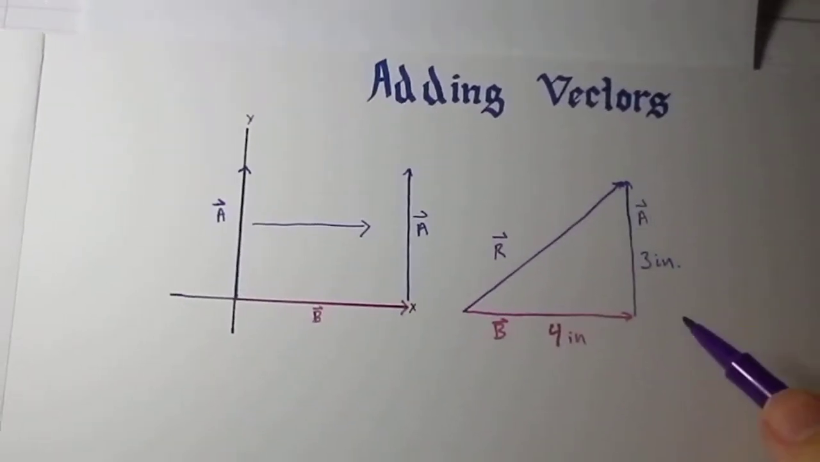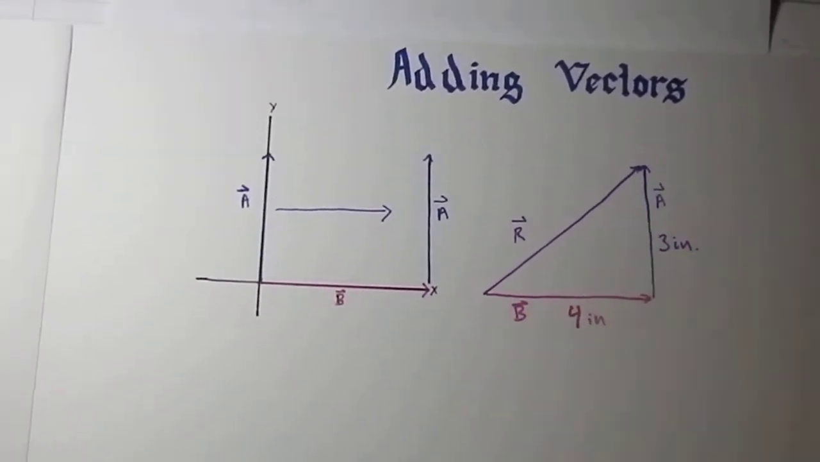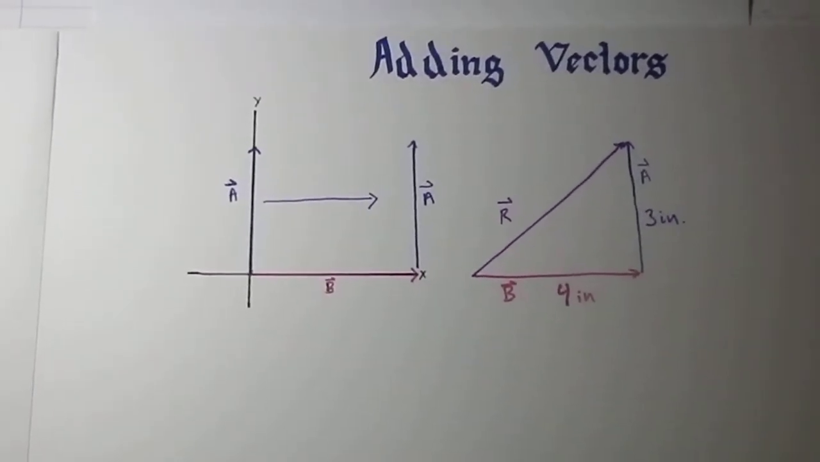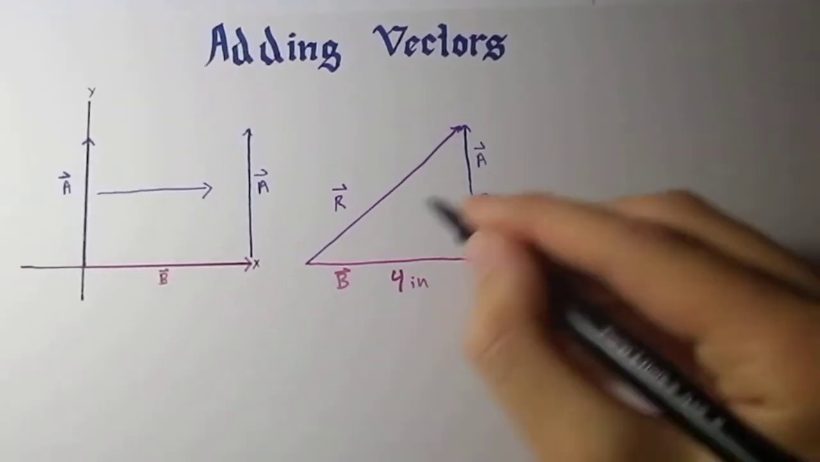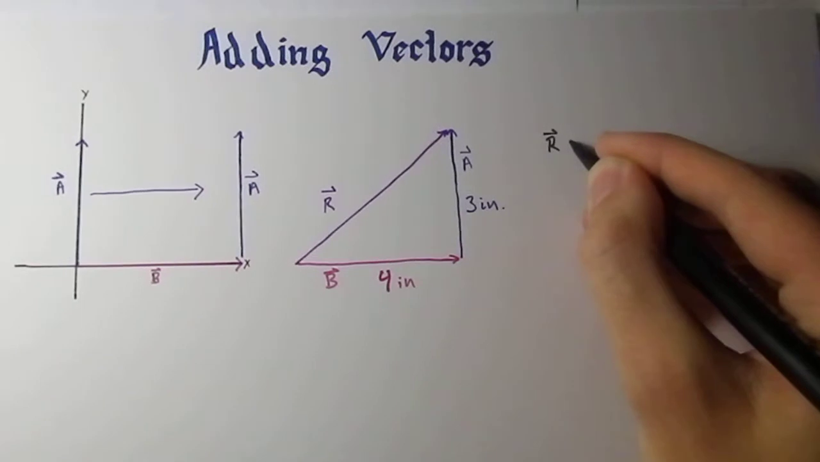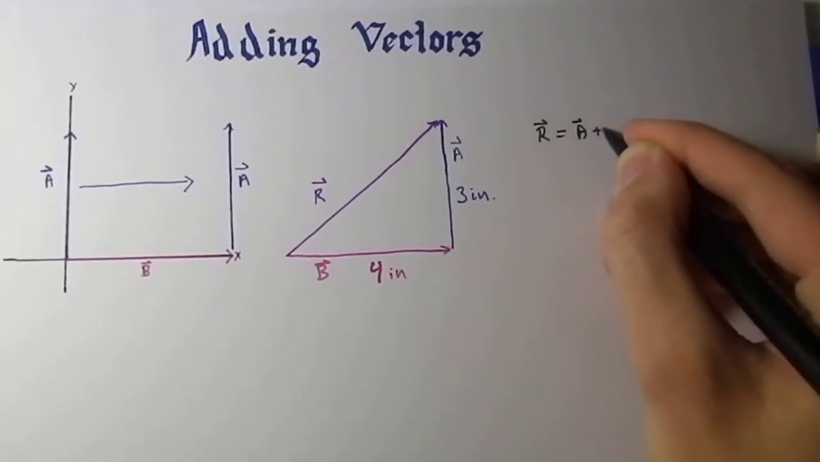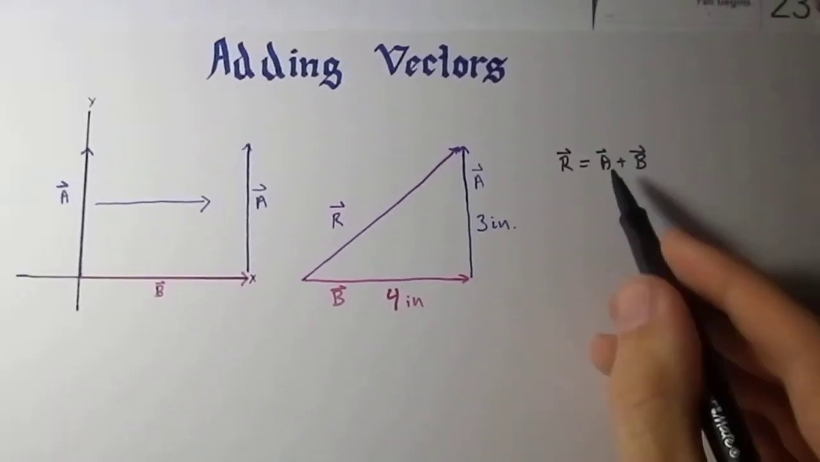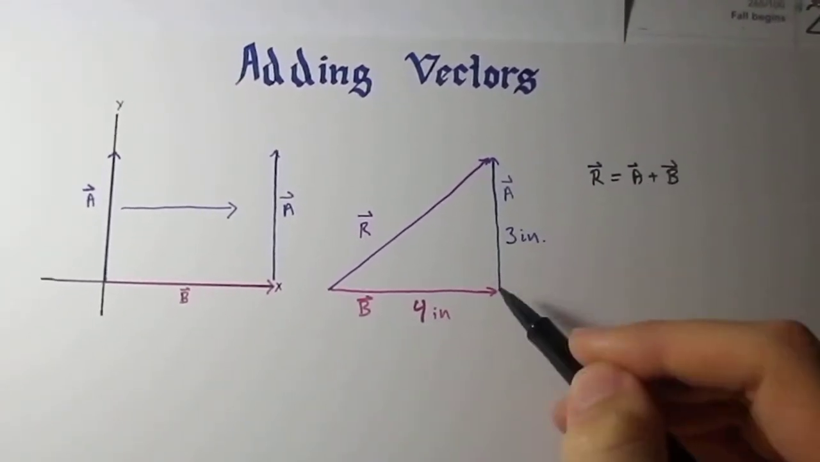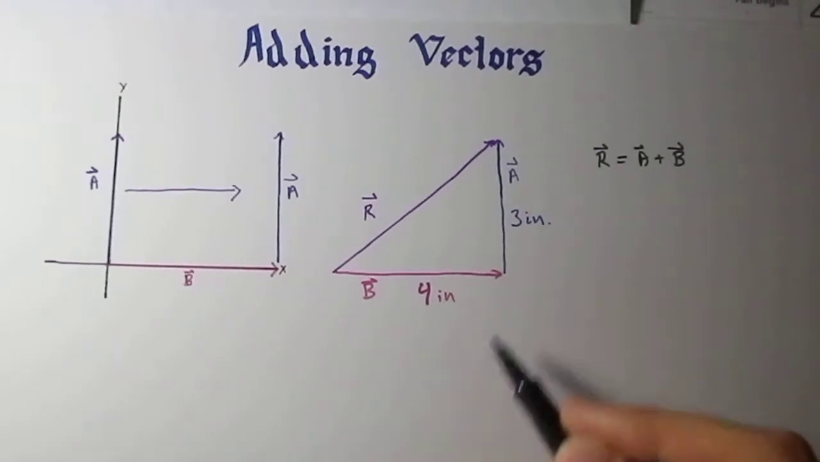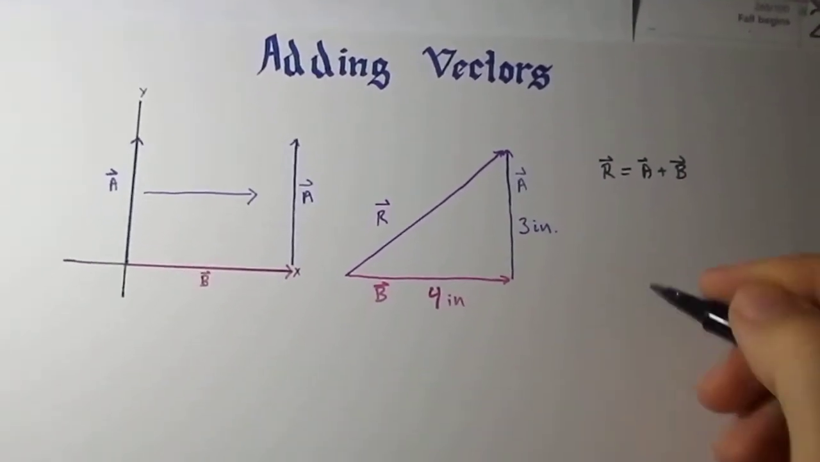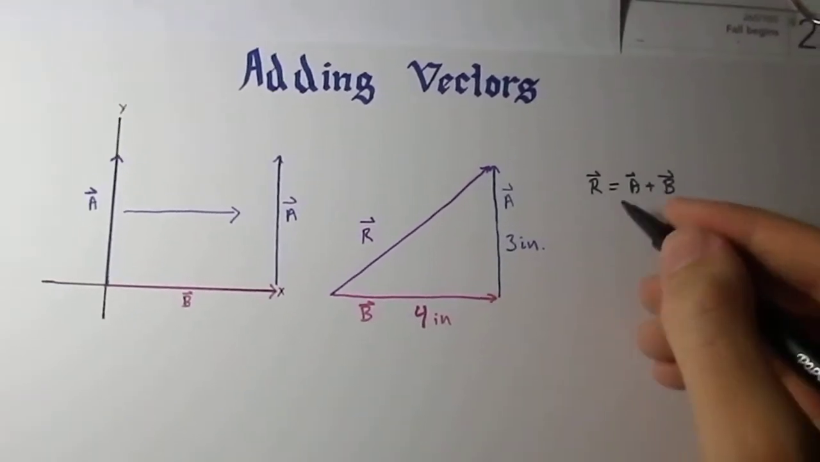Okay, and to find vector R, this is the formula: we just simply add A and B. Now, I'll explain. Vector R equals vector A plus vector B. Notice I say this is vector A plus vector B. It doesn't have anything to do with the magnitude of vector A and the magnitude of vector B. If you want to find, well, I'll get to that when I get to it.